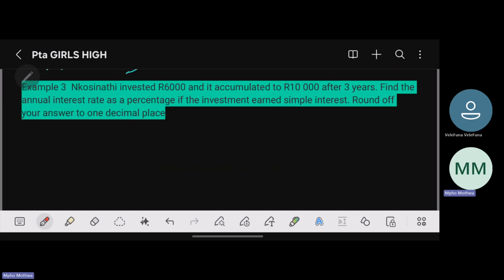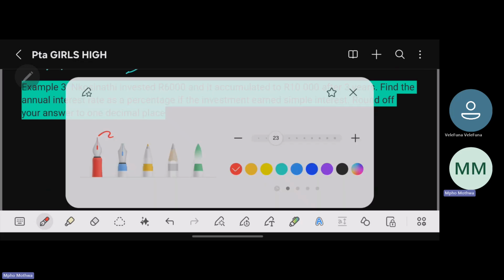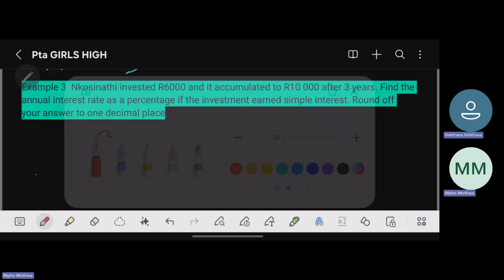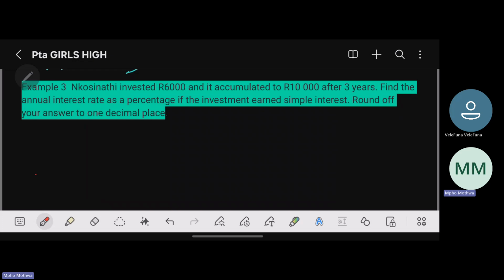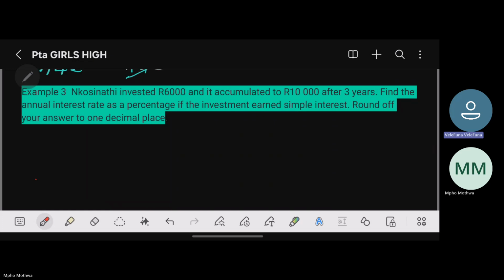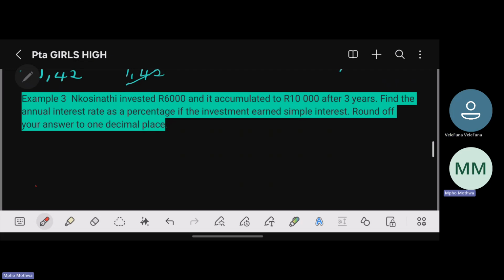Ngosinati, can you read for me, and then you tell me where to stop. Okay, and take important information. Ngosinati invested 6,000 rand and accumulated to 10,000 rand after 3 years. Find the annual interest rate as a percentage.